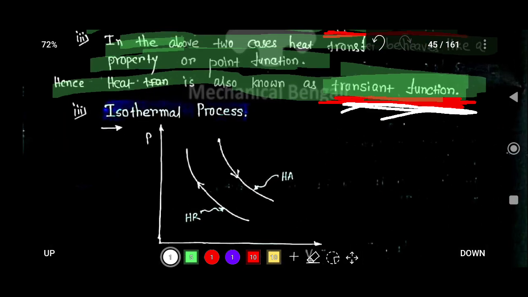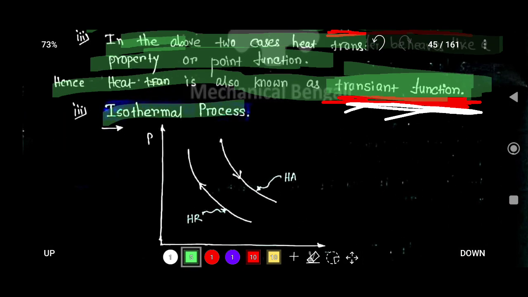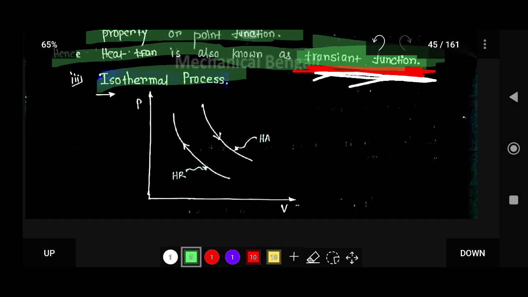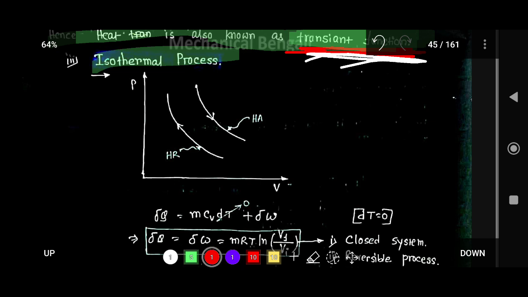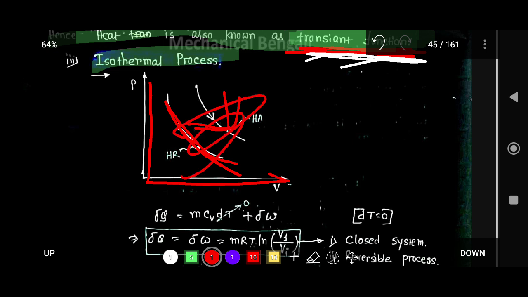Okay. Now focus on the isothermal process. Isothermal means constant temperature process. Here if you see the PV diagram, this is the heat rejection process. Here pressure increases and volume decreases. That is a heat rejection process. And here volume increases. That is a heat addition process.